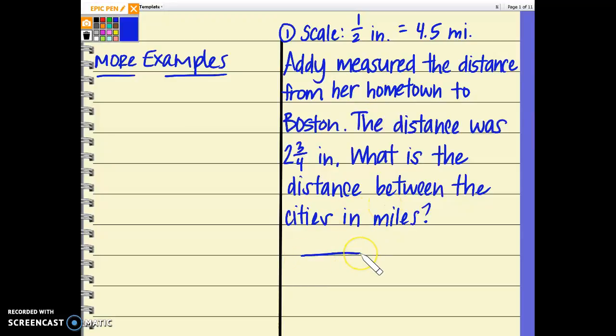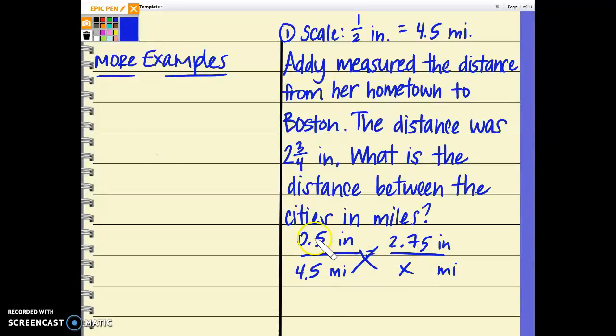Alright, so we'll set the scale up. So we have 1/2 inch. We'll make that a decimal is equal to 4.5 miles. Okay, so we'll line our units up, inches on top, miles on bottom. Alright, so the distance was 2 3/4 of an inch. So we know that 3/4 is 0.75. We're solving for the distance in miles.